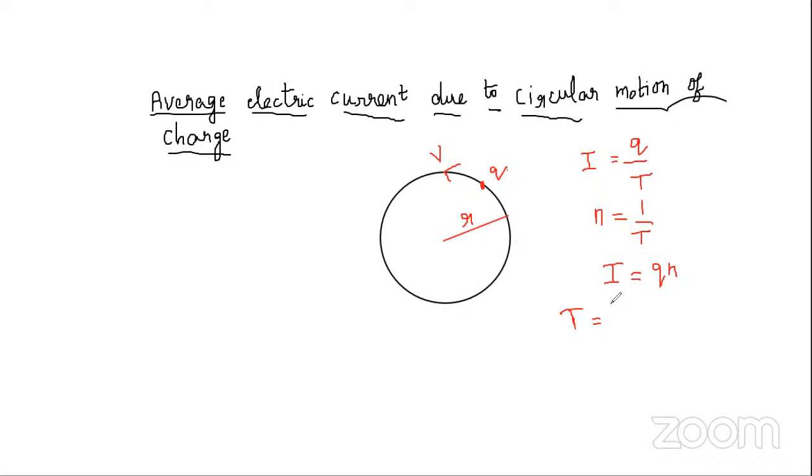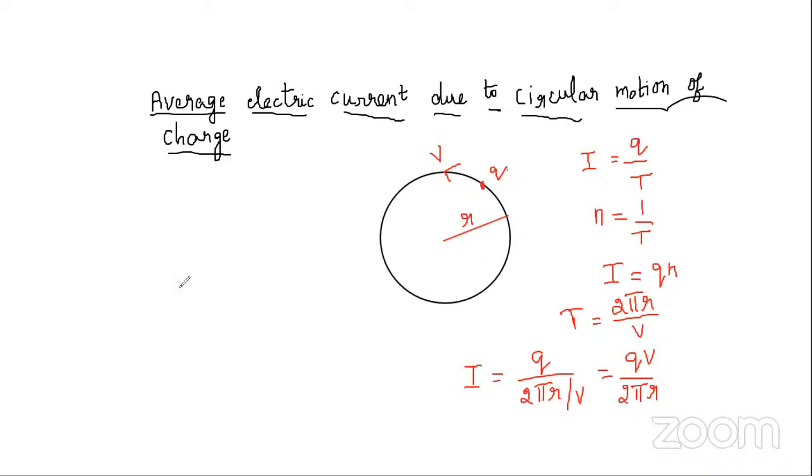This is one formula, and as far as the time period is concerned, time period is equal to displacement by velocity. Here the displacement is one complete revolution, that means the circumference of the circle, divided by velocity v. So T equal to 2 pi r by v. And now when you want to find out the current, I is equal to q divided by 2 pi r by v. So this will be qv divided by 2 pi r. I equal to qv divided by 2 pi r.